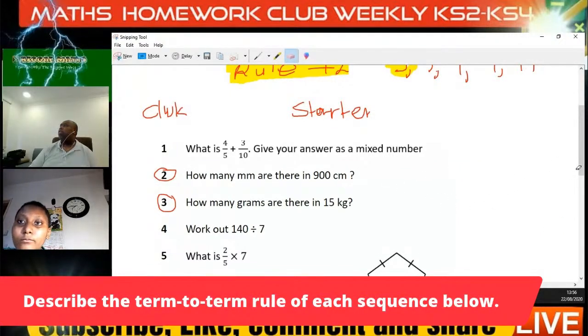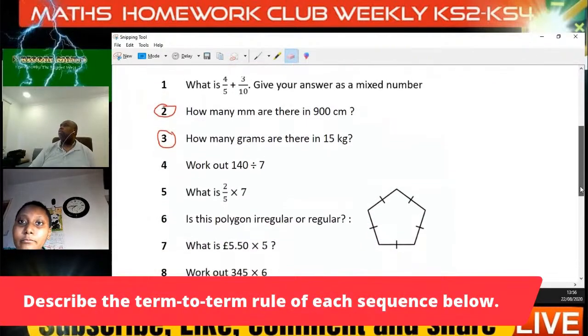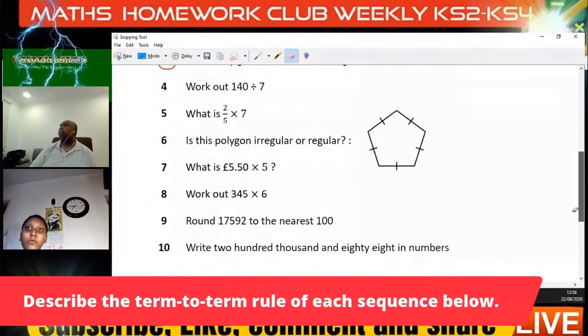Okay, the next one. Read the next one for me, please. Work out 144 divided by 7. Right, so 140. So we're going to use the bus stop method. This bus stop, okay? So I got 7, you got 140, right?